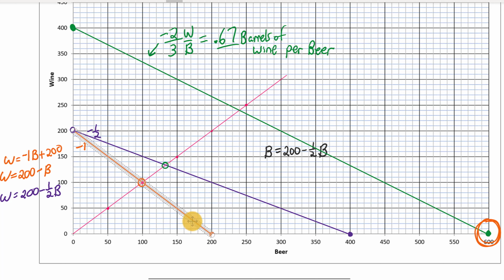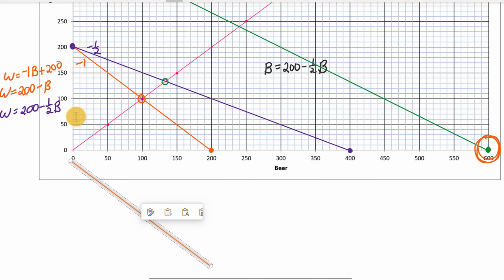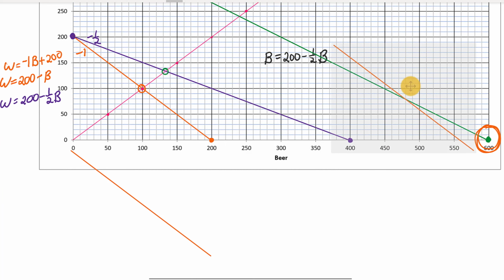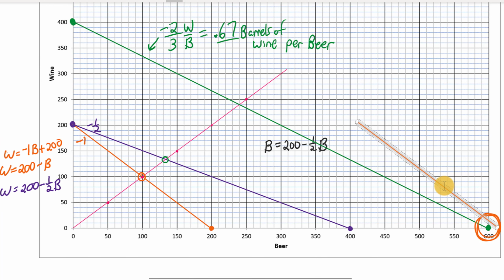So let me copy this line, the French production possibilities curve, and put it over here. Do that a little more precisely.